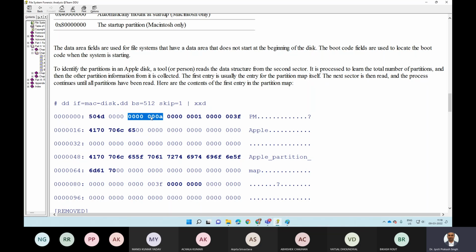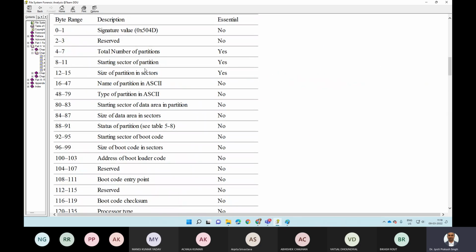Okay, so now you can see the difference between a DOS based partition and an Apple based partition. In a DOS based partition we knew this number was not needed, because we know that it is going to be 4 only, and 3 will be the regular partitions, the fourth one will be extended. But it is different here, first thing. So 10 partitions we are going to see. Then 12 to 15, size of partition in sectors.